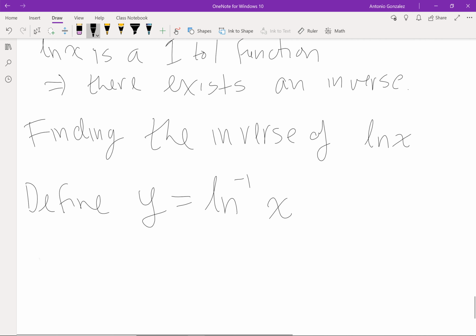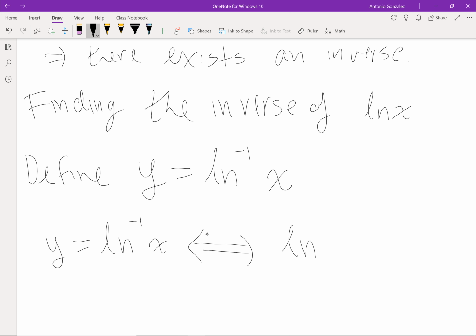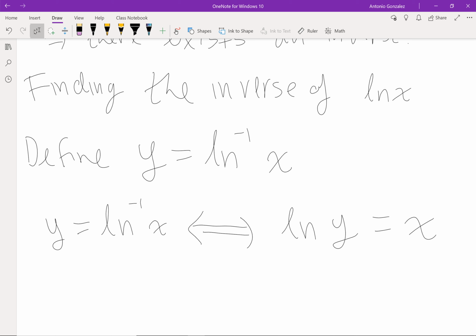So in other words, let's take a look at if this is the inverse. Then what must be true is that the natural log of y must be equal to x. And again, these are just properties of inverse functions.